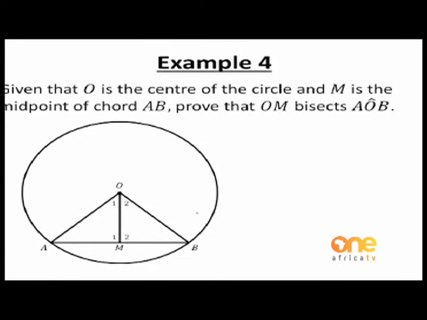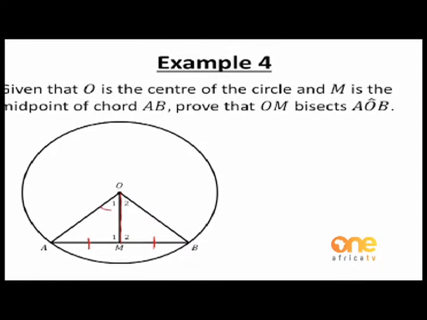So in this question, being example 4, we are given that O is the center of the circle. There is O at the center. We are also told that M is the midpoint of the chord AB. Therefore, AM would equal MB. We are asked to prove that OM bisects the angle AOB. In other words, the line OM there bisects, meaning cuts in half, AOB.